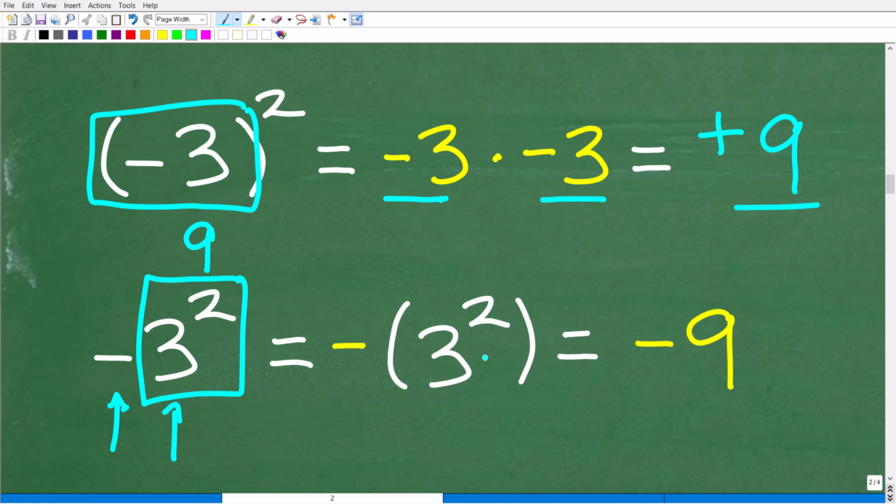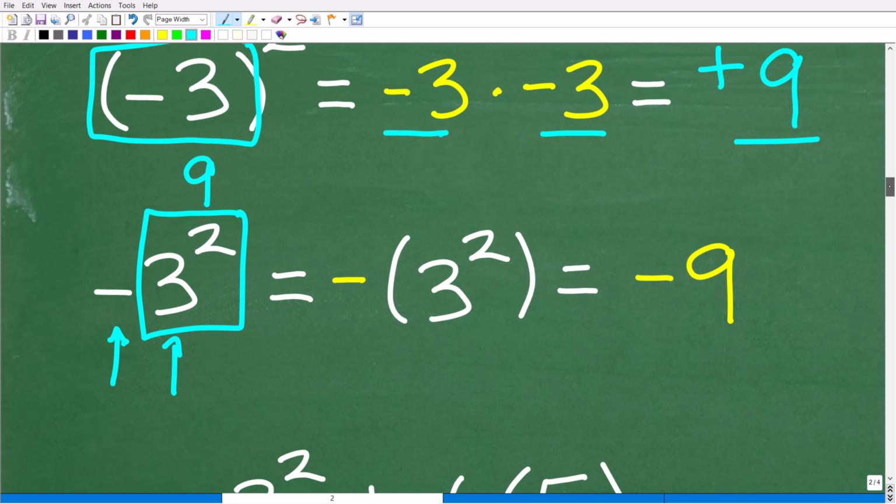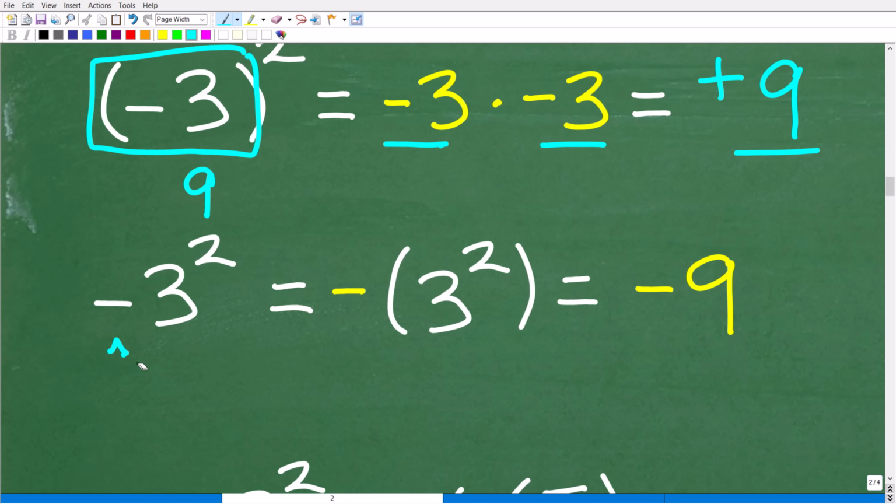And let's see if we can make this even a little bit more clear. So -3 squared, technically, is like a -1 times a 3 squared. When we're thinking about the order of operations, we're going to do powers before multiplication. So that's a +9, and again, this is going to be a -9.